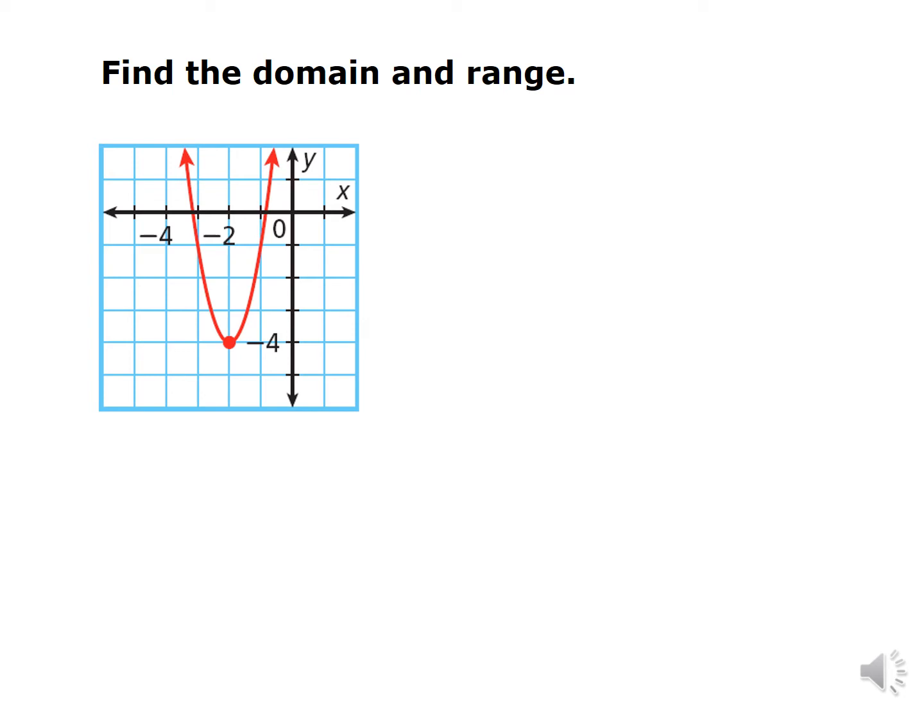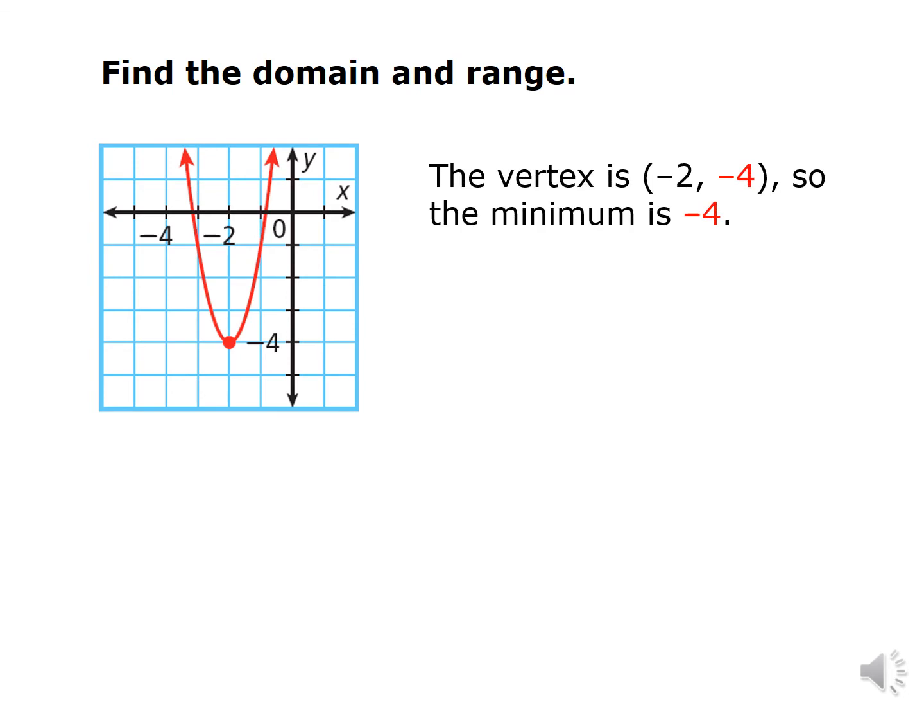Okay, find this one. First, what is your vertex? And so is this a minimum or a maximum? The answer to that one is that the vertex is (-2, -4). And my minimum, because this is a low point, is -4. Now what's my domain? Looks like all real numbers to me. My range is y is greater than or equal to -4.